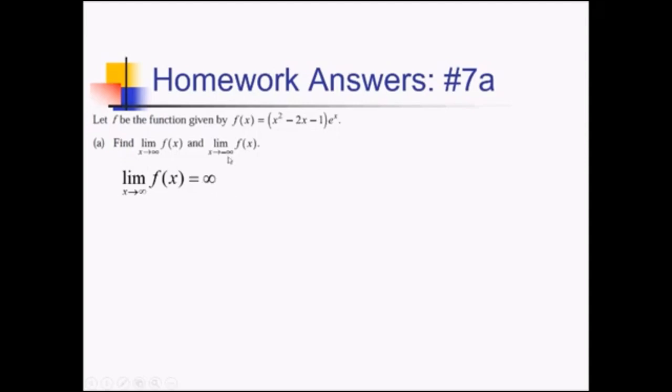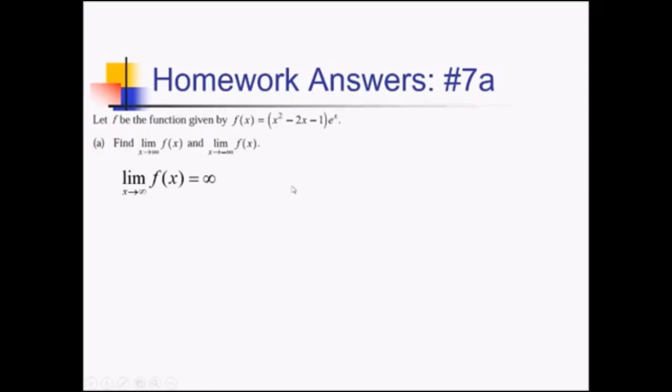Negative infinity, a little bit trickier, and that's because we have this exponential term. The negative infinity doesn't really affect the polynomial as much. Your dominant term here is still going to be x squared, and plugging negative infinity into that would give you an infinity. However, if you plug negative infinity into e to the x, you've essentially got 1 over e to the positive infinity, which behaves differently.